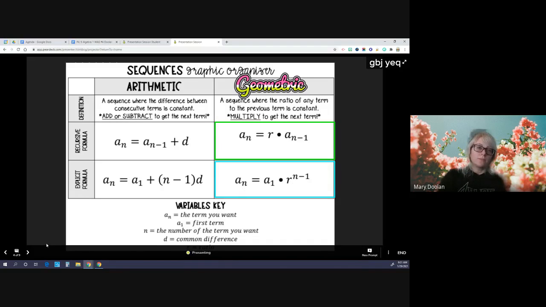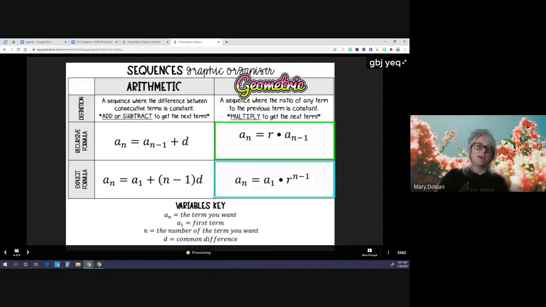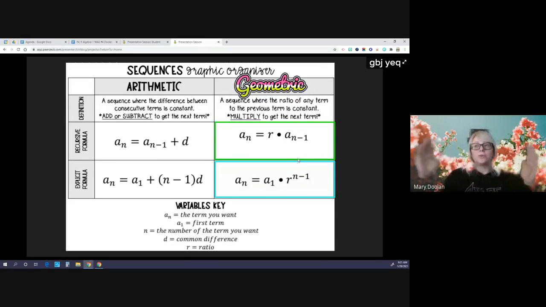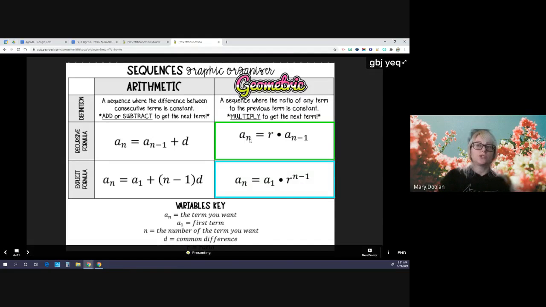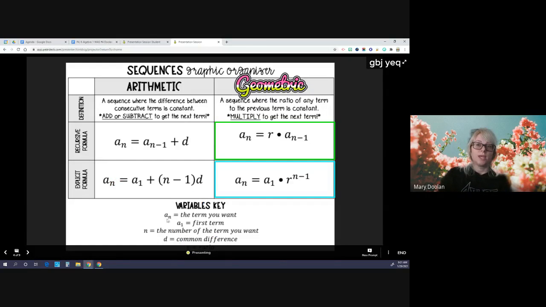And, you know, there's a difference here. You can see we have f of n, right? And then we have a sub n. It's basically the same thing. It's just saying it's a value, a term in the sequence, and the n tells me which term. So a sub 3 means the third term in the sequence. F of 3 means the third term in the sequence. Okay, and then we have what these numbers mean here as well.